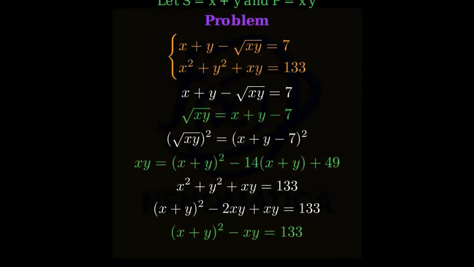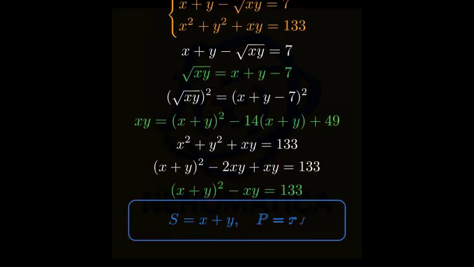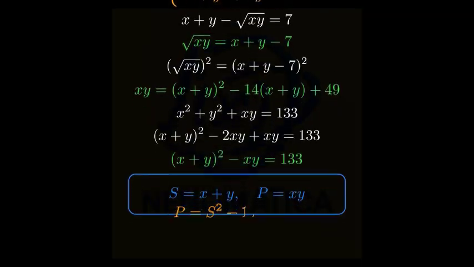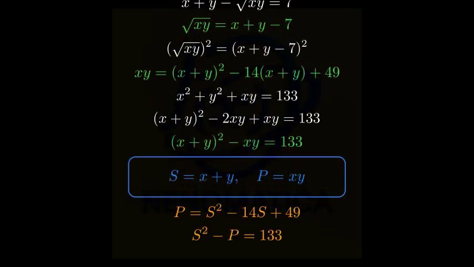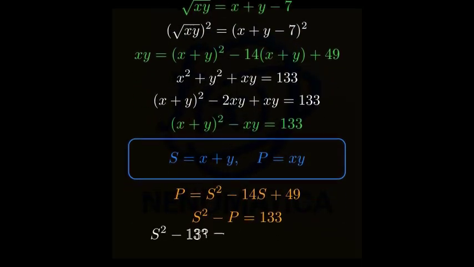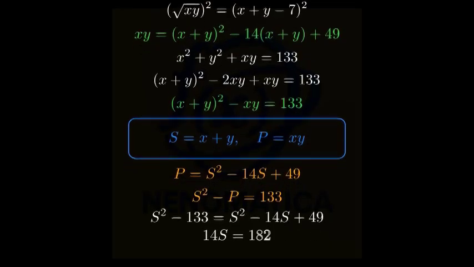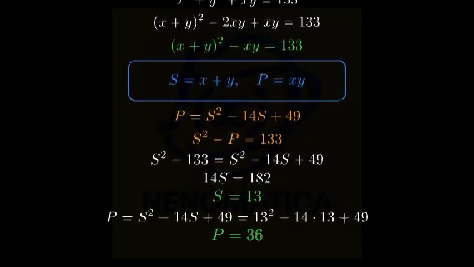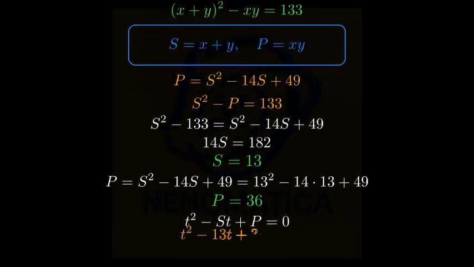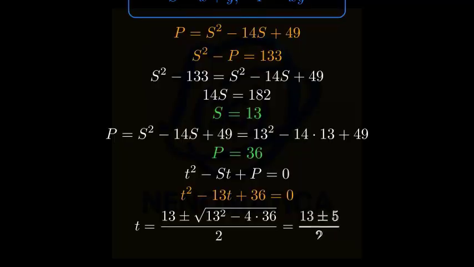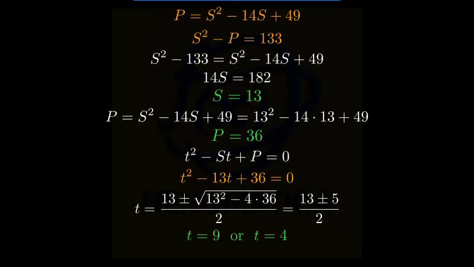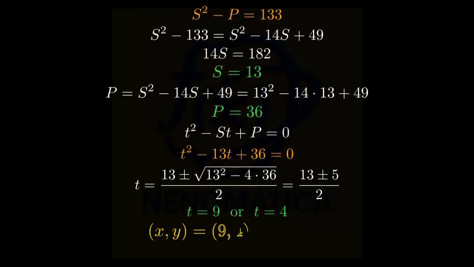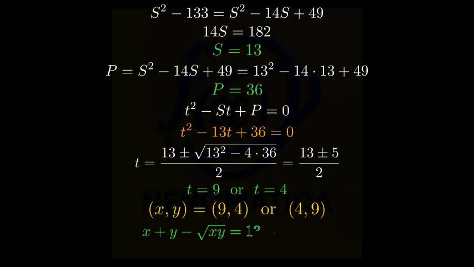Step 4. Introduce s for x plus y and p for xy. Substitute into both relations. Now set p from both equations equal and solve for s. We find s equals 13. Step 5. Compute p using the formula we derived. Then solve the quadratic t squared minus st plus p equals 0 for the two numbers x and y. Therefore x and y.